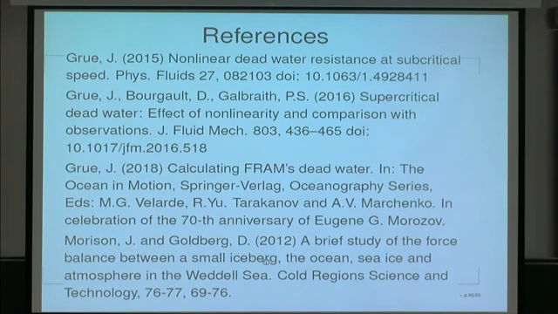And here are the references. In these two works here, we cite all the work of Professor Milo and Tulin and so on. The difference to this is that we discuss now the big increase of the resistance at the small subcritical Froude numbers. That's all. Thank you very much.